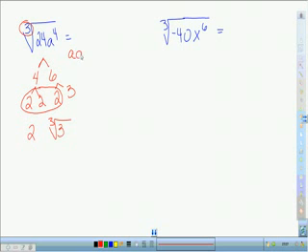Then for the a's, I can just write out 4 of them. And again, I'm looking for groups of 3. So that means an a gets out, and an a is left in. And that's my final answer.